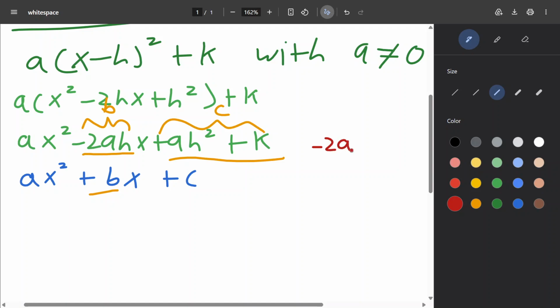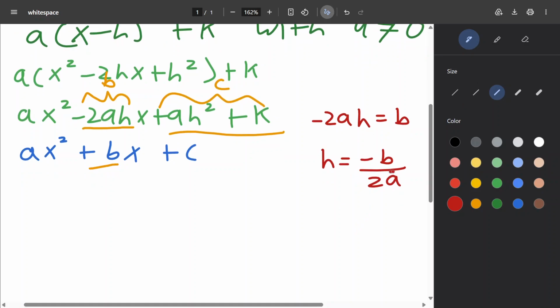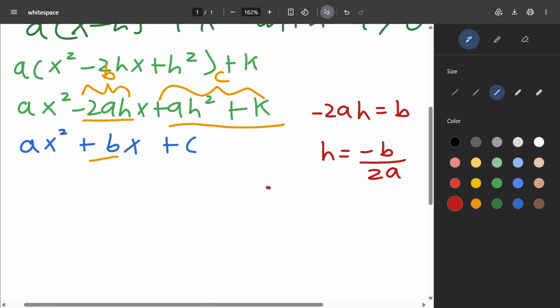Okay, well, if we know that negative 2ah should be equal to b, then maybe we can isolate h so that we can express h in terms of a and b. Let's divide each side by negative 2a. Therefore, h equals negative b over 2a. Okay, great. We also know, and let's actually box this result.